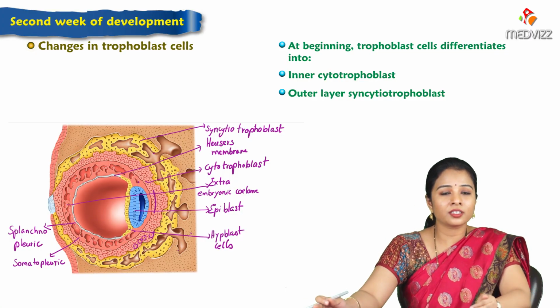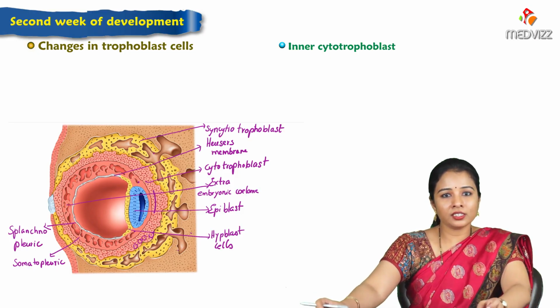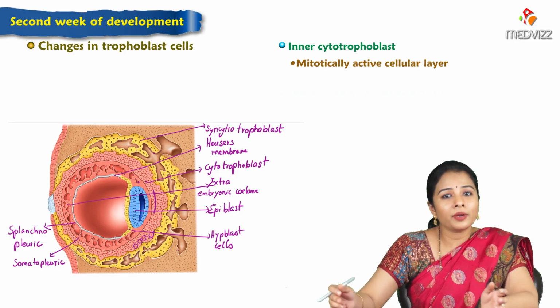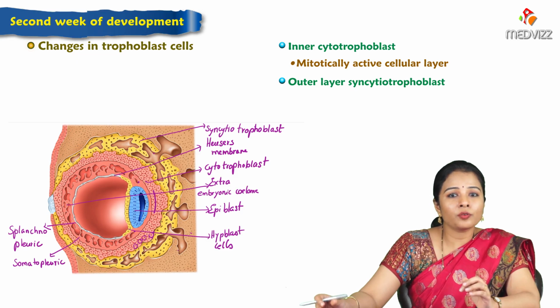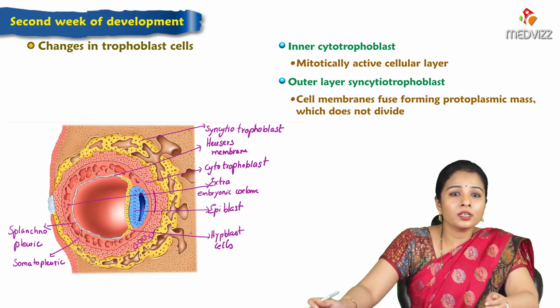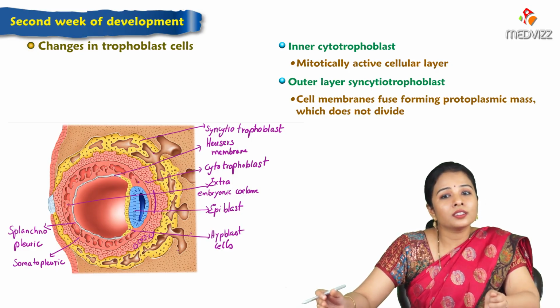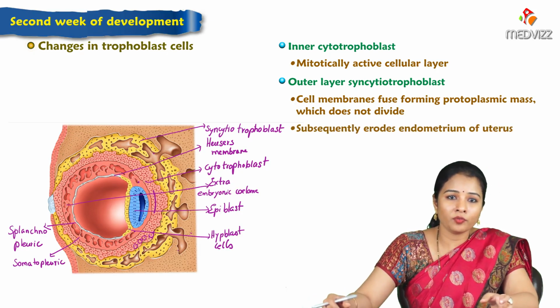We already discussed, right? The cytotrophoblast are actively dividing cells which are present in the form of cells along with the cell membrane. So they are a mitotically active cellular layer. Whereas the syncytiotrophoblast is an outer layer where the cell membranes fuse, forming a protoplasmic mass, and which does not divide. And the syncytiotrophoblast subsequently erodes the endometrium of the uterus and completes the implantation.